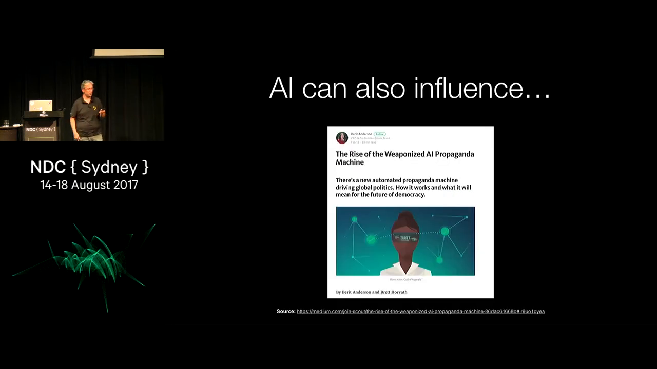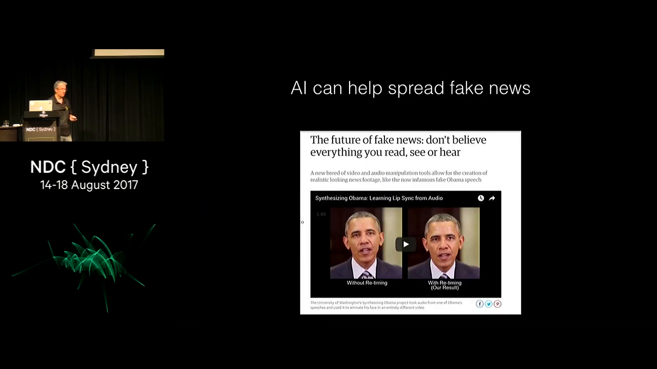But the bigger problem with artificial intelligence is the influence it can have, right? There's a good article that you should read. It's called The Rise of the Weaponized AI Propaganda Machine. There's a new automated propaganda machine driving global politics, how it works, and what it will mean for the future of democracy. And if you think about it, if we see a tweet about something in our circle, in our industry, in our area, and we don't even take the time to analyze that, how are we going to be aware of the reality of global politics and who's driving this, and how they're using it or not using it against us?